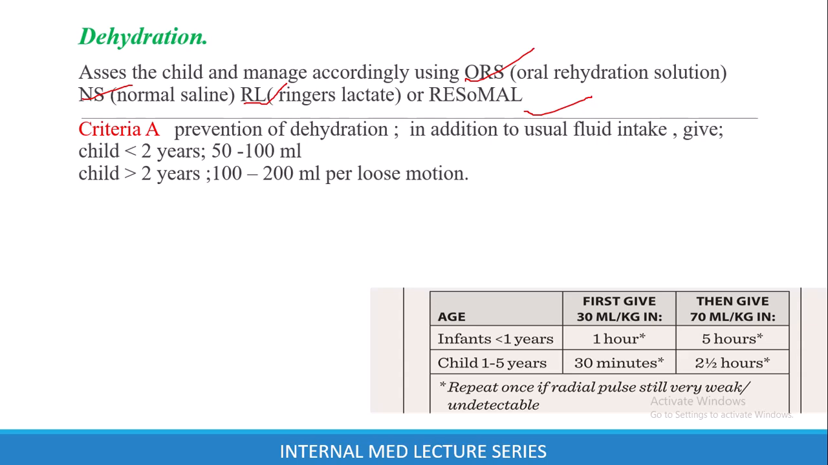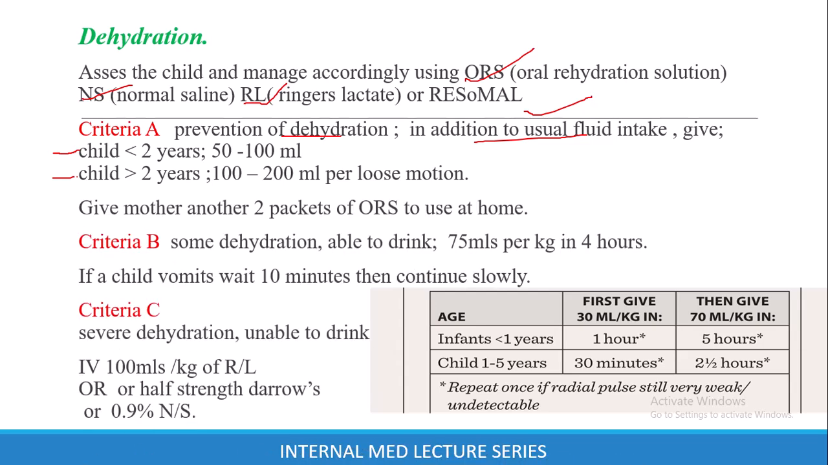For plan A, generally it's to prevent dehydration. Therefore, in addition to the normal feeds the child has been taking, you give them 50 to 100 ml per loose motion in case they are less than 2 years. For children more than 2 years, you give 100 to 200 ml per loose motion. The moment they get an episode of diarrhea, give them those fluids. That is for individuals that are not dehydrated.